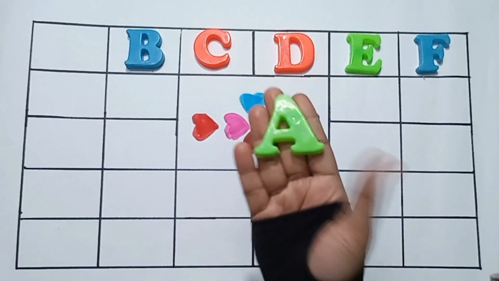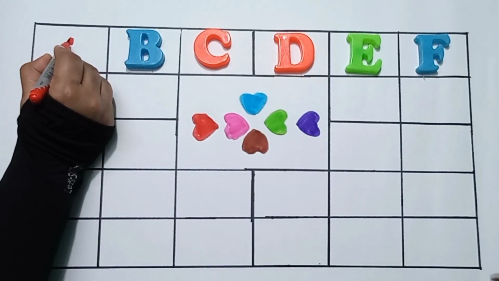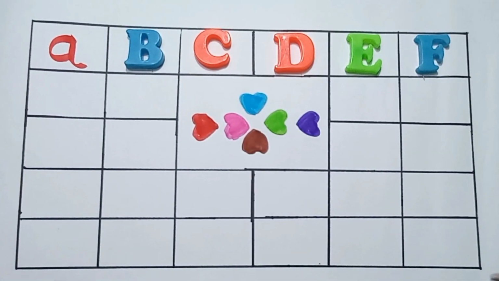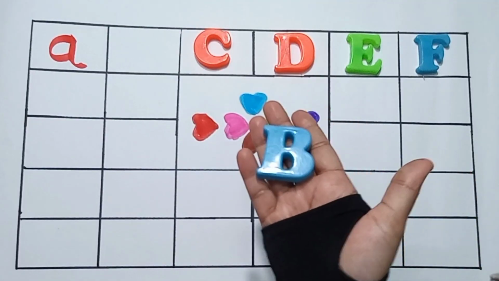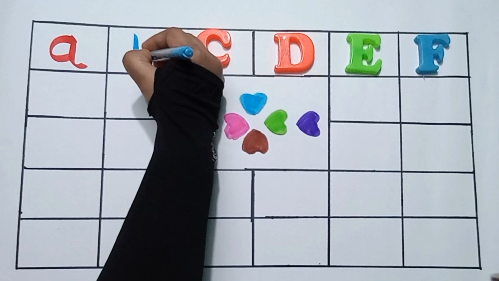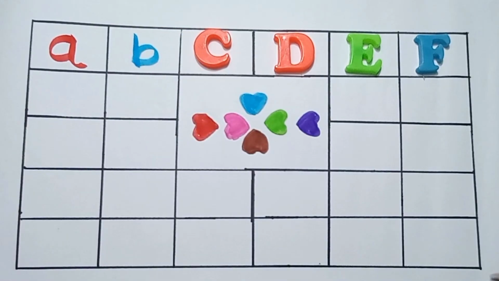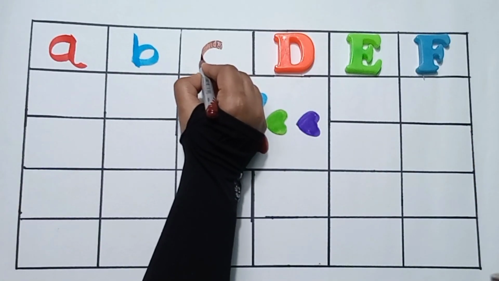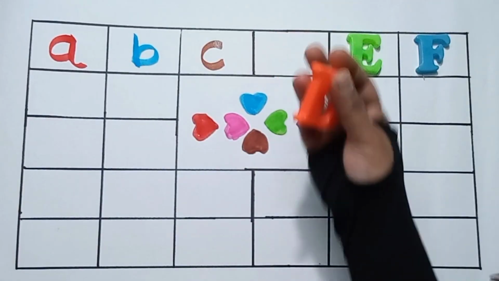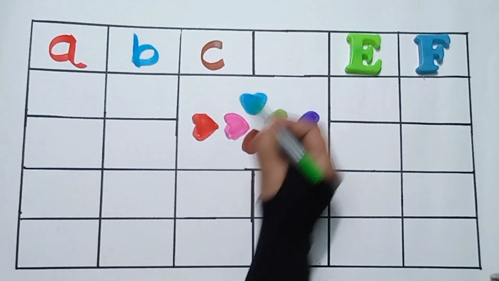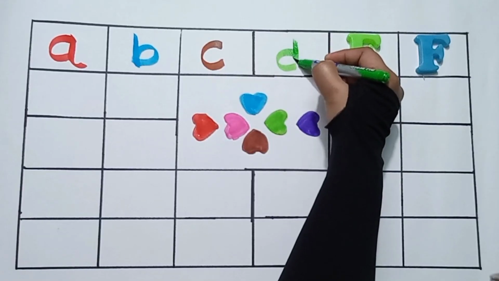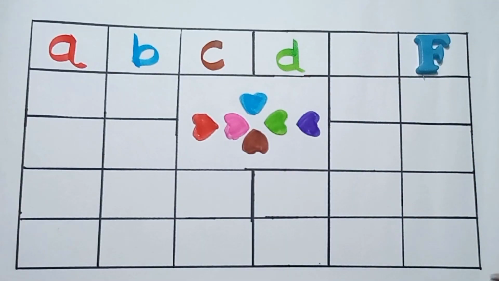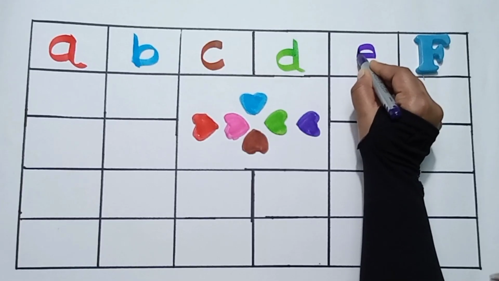Capital A, small a, capital B, small b, capital C, small c, capital D, small d, capital E, small e.